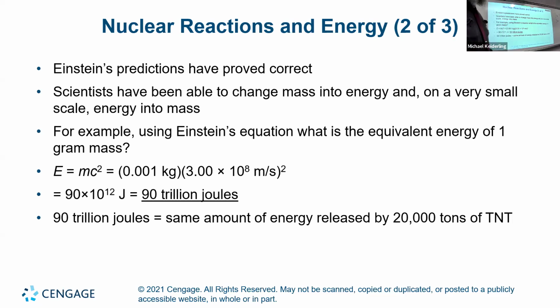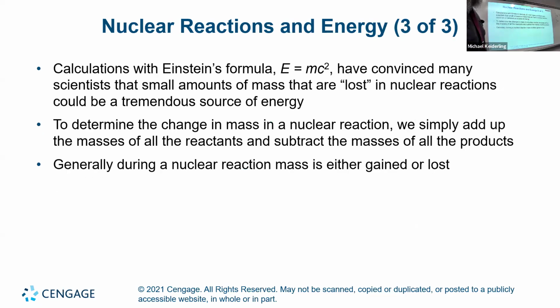And one of the interesting things that happens in a nuclear reaction that generates energy is that the mass of the starting material is slightly higher than the mass of the ending material. So calculations with Einstein's formula, E equals mc squared, have shown that small amounts of mass that are lost in nuclear reactions would be a tremendous source of energy. And to determine the change of mass in a nuclear reaction, we simply add up the masses of the reactants and subtract the masses of all the products. Generally during a nuclear reaction, mass is either gained or lost.